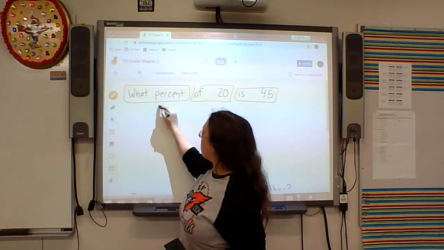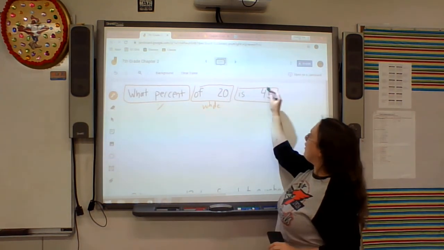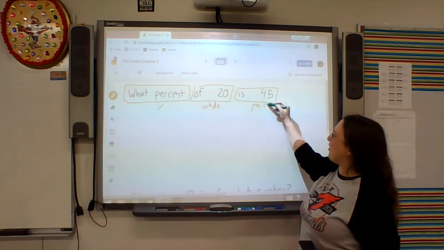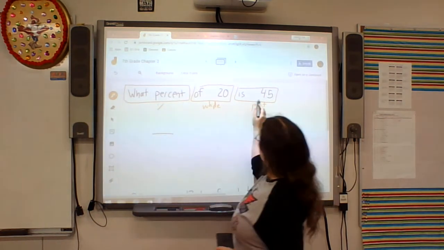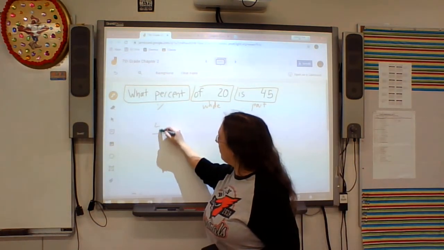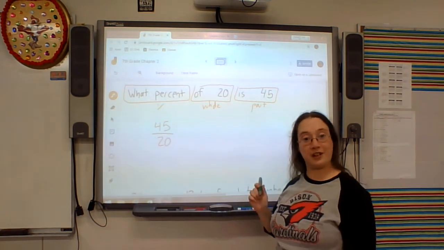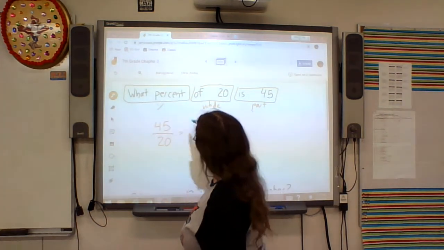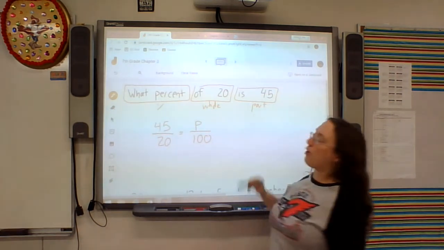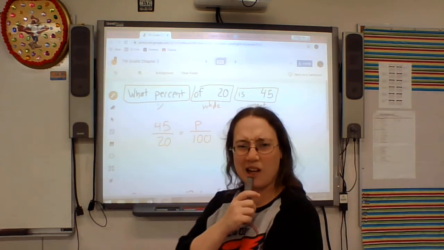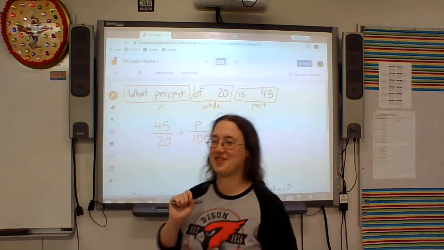Okay, so we're looking for our percent. Of 20 makes this your whole, is 45 makes this one your part. So it's over here this time. But we're still doing the same thing. So we're going to set up some fractions. You get your part over your whole. This time our whole's the smaller one. Interesting. Equals our percent, the thing we're looking for, over 100. So if your part is bigger than your whole, what kind of percent are we going to end up with? Hope you said bigger than 100.